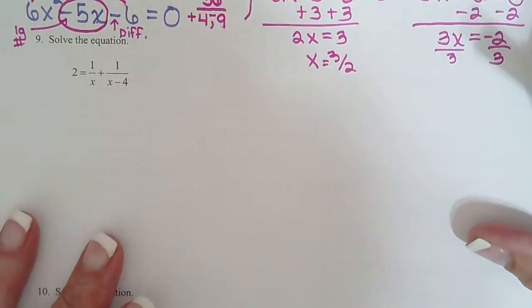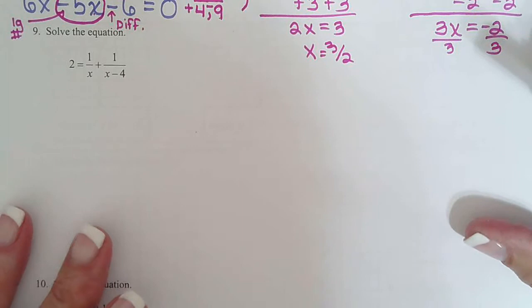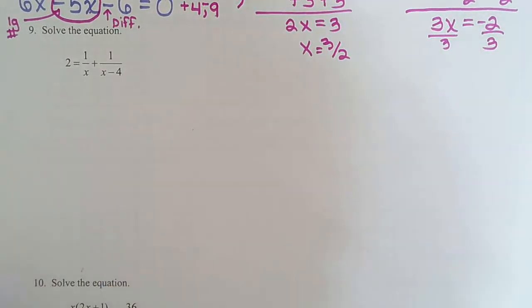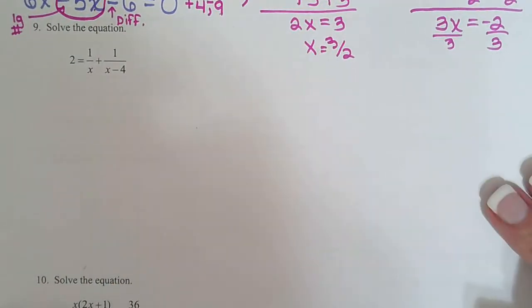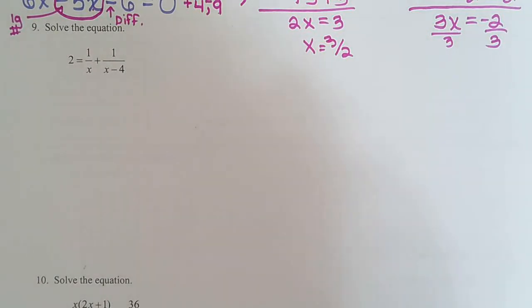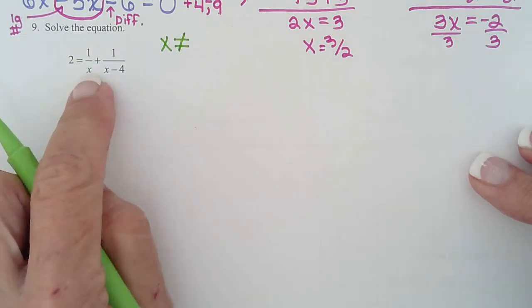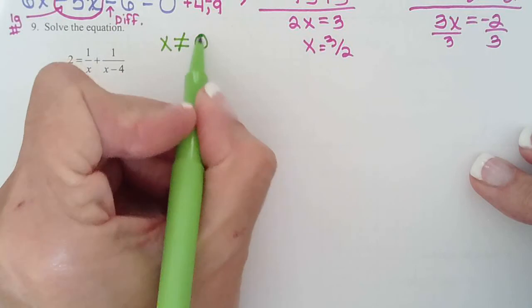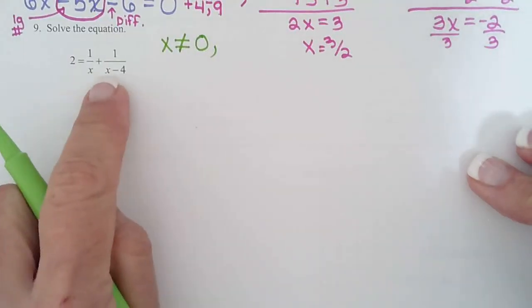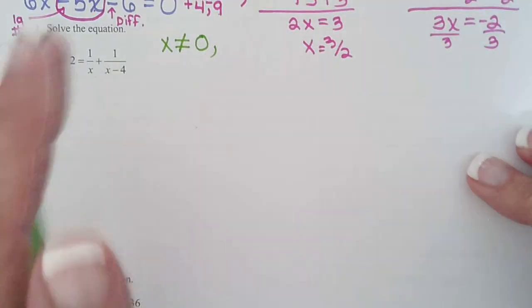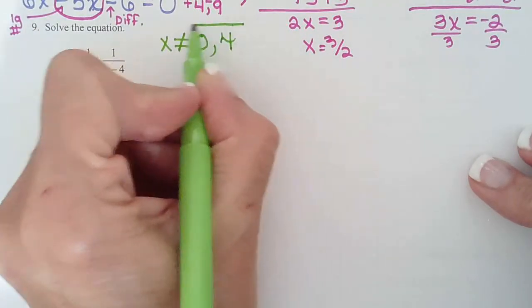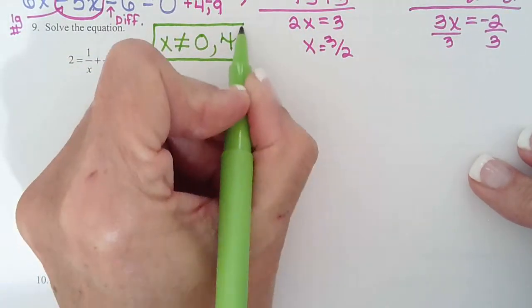Okay, let's go up to number 9. So this one is quite a bit different because it has the plus or minus. It still has the x's in the denominator, so I still know that I need an LCD and I still know that I need to write a restriction box. So we have two denominators with x's, so this one would become 0 only if I put 0 in it. This one would become 0 if I put 4 in it, because 4 minus 4. So those are the two values that I'm going to have to throw out if I get one or both of those for answers.